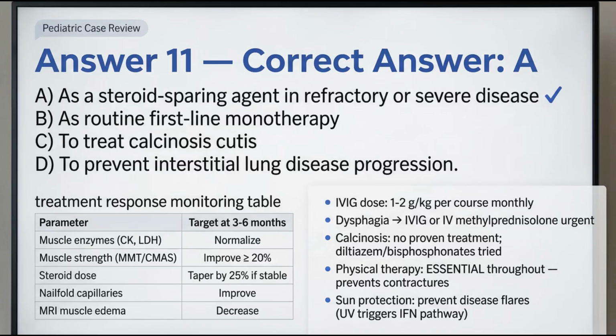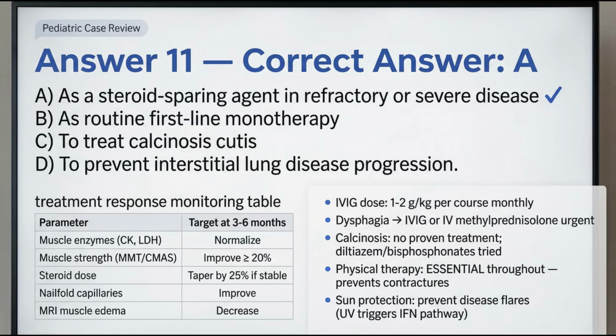Intravenous immunoglobulin is indicated in juvenile dermatomyositis when the response to standard corticosteroids and methotrexate is inadequate after 3 months, or in severe disease at presentation. The standard dose is 1 to 2 grams per kilogram per course given monthly. Dysphagia is a specific urgent indication for intravenous immunoglobulin or intravenous methylprednisolone because pharyngeal muscle weakness carries risk of aspiration.